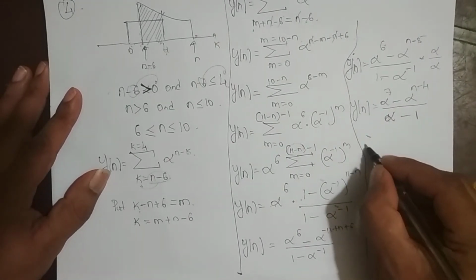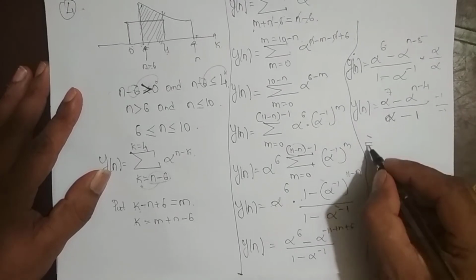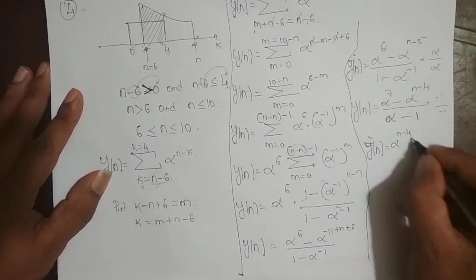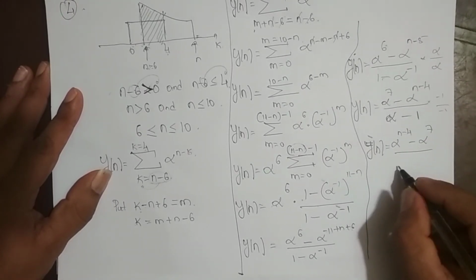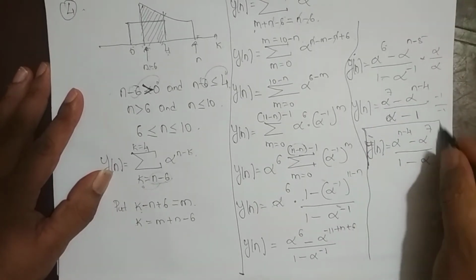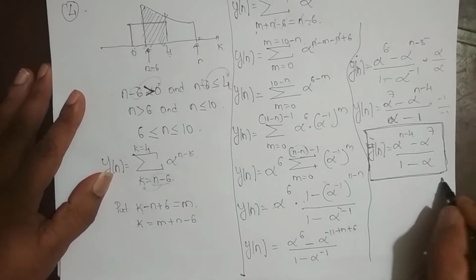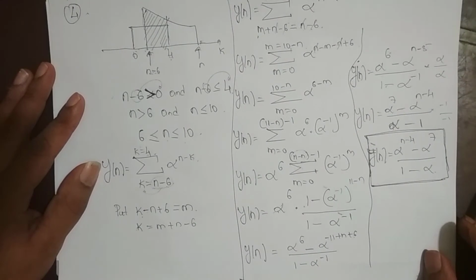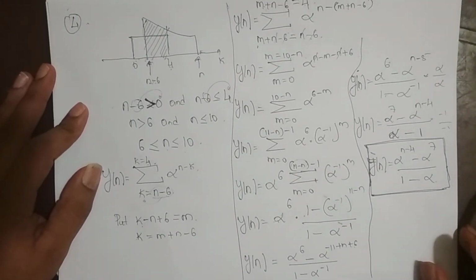Okay, now this is equal to what? I'll just multiply numerator and denominator by minus 1. So y of n becomes alpha power n minus 4 minus alpha power 7 whole divided by 1 minus alpha. So this is the output of a LTI system for n varying from 6 to 4. So this is case 4 equation for the overlapped region.